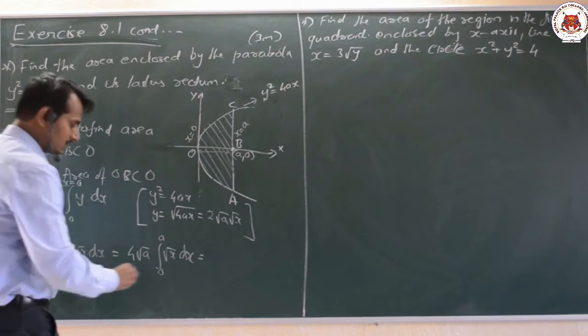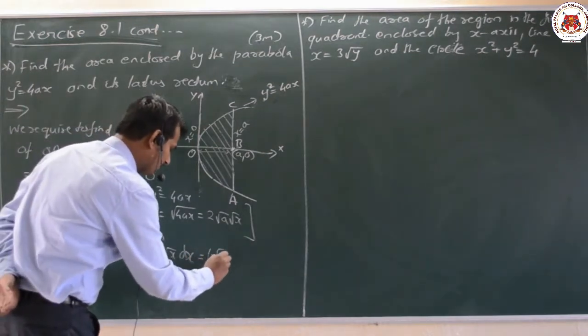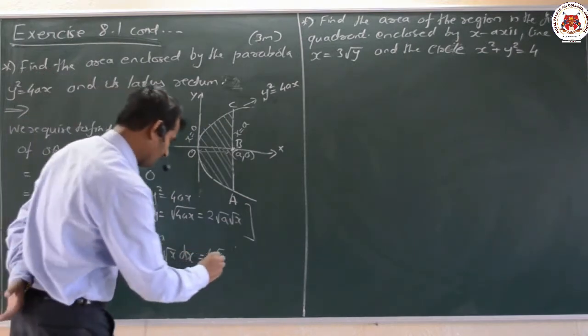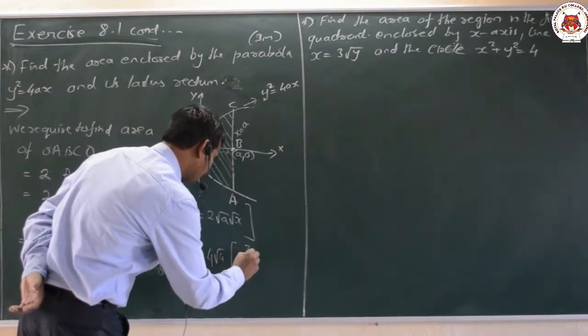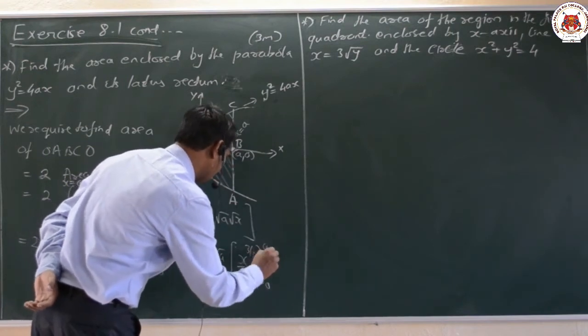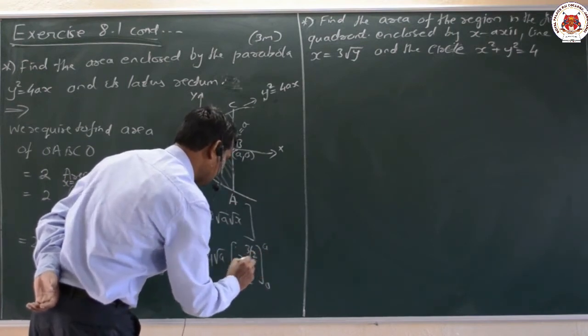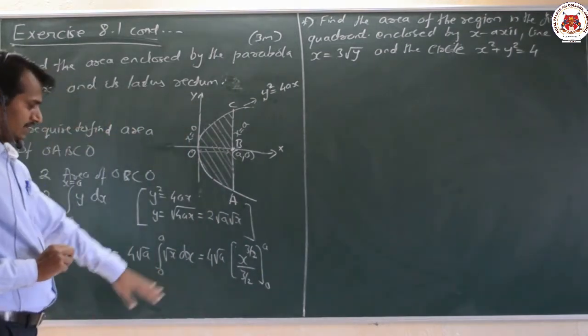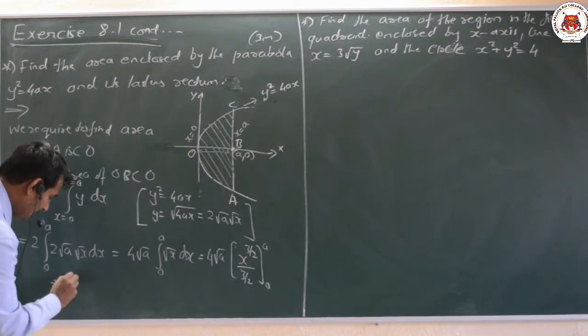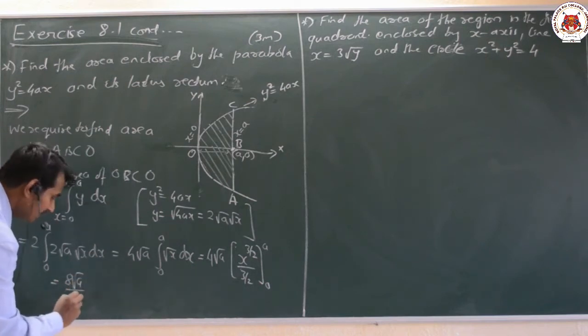So what we get here is 4 into root a, then the integration of root x, that is nothing but x raised to 3 by 2 divided by 3 by 2, between the limits 0 to a. Now here you can take that 3 by 2 constant outside. So what we get here: 4 twos are 8 root a divided by 3.